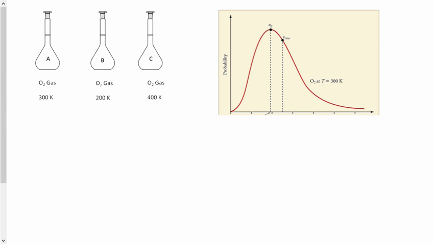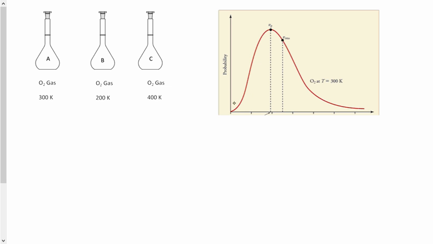Okay, our warm-up today is on the Boltzmann distribution for an ideal gas. We have three different samples of gases, all the same number of molecules total, but at different temperatures. Flask A is at 300 Kelvin, flask B is 200 Kelvin, and flask C is 400 Kelvin. They are all at the same conditions other than the temperature, same molecules, and they're all oxygen gas. The Boltzmann distribution is a graph of probability, or maybe total number of molecules, on the y-axis. And then the x-axis can be velocity or kinetic energy.